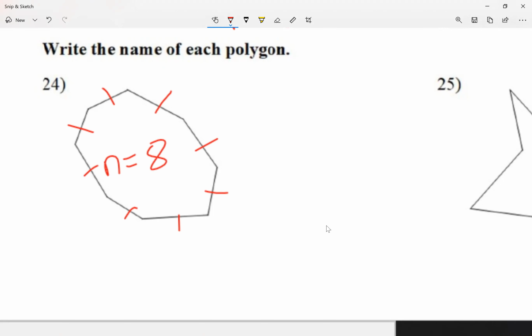I just gave you guys a list, right? I can go back to my list. So make sure you guys have it in your notes. A polygon with 8 sides, I call that octagon.